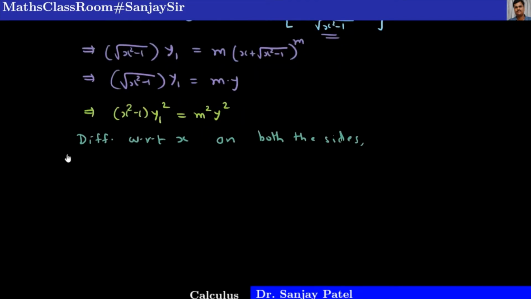Differentiating this, we can write the derivative of the left hand side using the product of u into v rule, that one can take this as u, other as v. So first of all, x square minus 1 as it is, derivative of y1 square is 2 into y1 into y2, plus y1 square we can keep as it is, and derivative of x square minus 1 we can write as 2 into x.